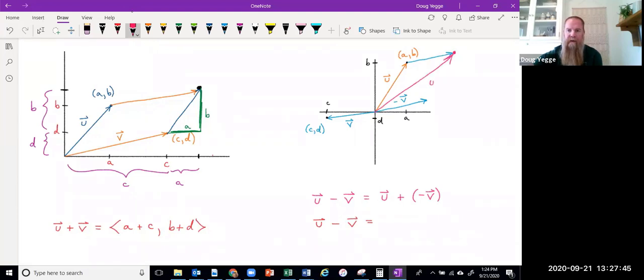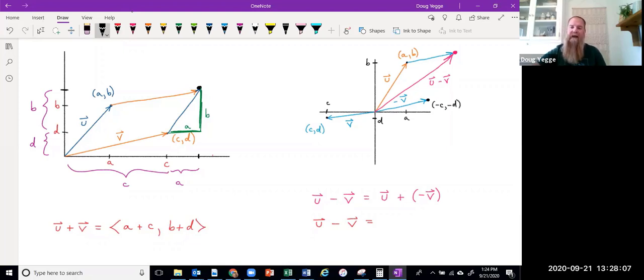And that would be my vector u minus v. So let's again look at how we could find what that terminal point is for u minus v. We should recognize first that this point at the end of negative v is just negative c and negative d.